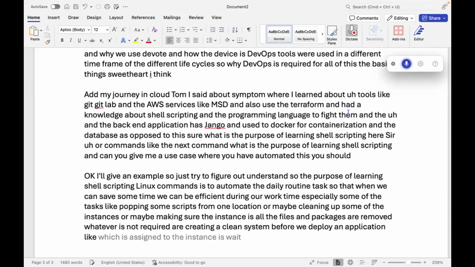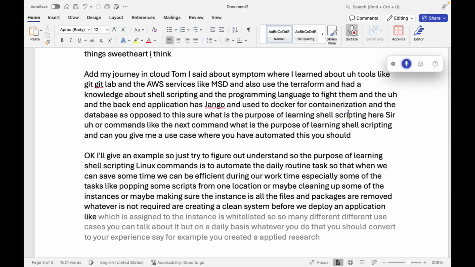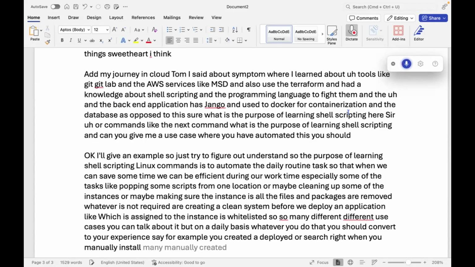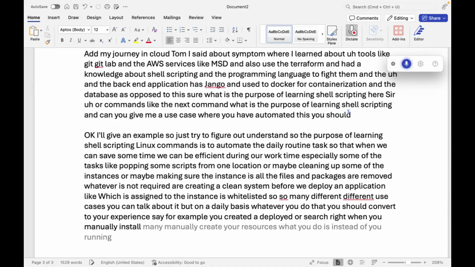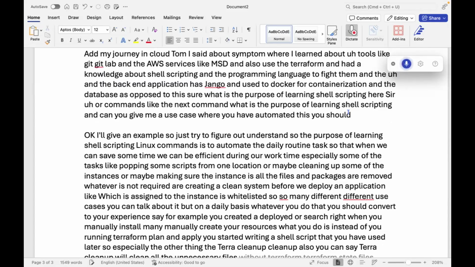So many different use cases you can talk about, but whatever you do on a daily basis, you should convert to your experience. Say, for example, you created a deploy.sh, right? When you manually create your resources, instead of running Terraform init, plan and apply, you started writing a shell script that you used later. The other thing, the Terra cleanup also, will clean all the unnecessary files, .terraform, Terraform TF state files locally on the machine. So that is also one of the examples for shell scripting.